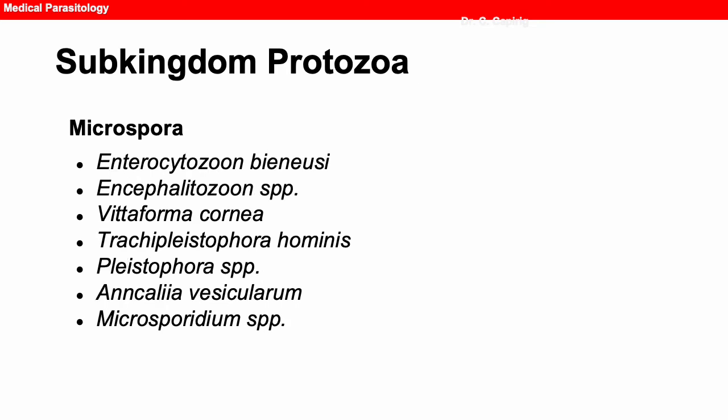For Microspora, they are quite unusual and uncommon. You have the Enterocytozoon bieneusi, Encephalitozoon species, Vittaforma corneae, Trachipleistophora hominis, Pleistophora species, Anncaliia vesicularum, and Microsporidium. And Microsporidium is the most popular among the Microspora species.